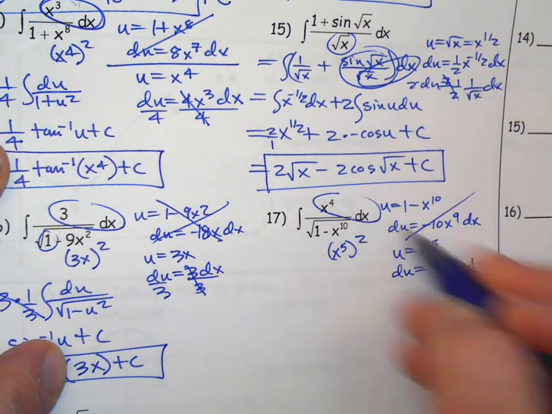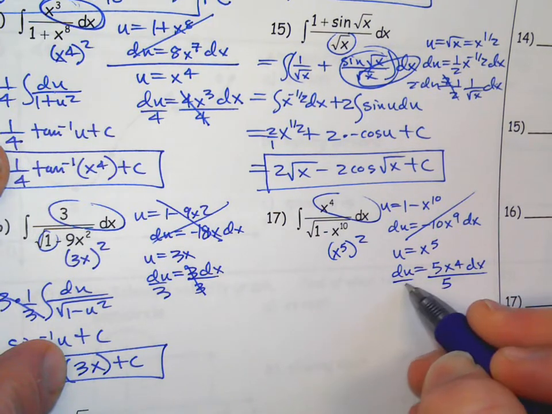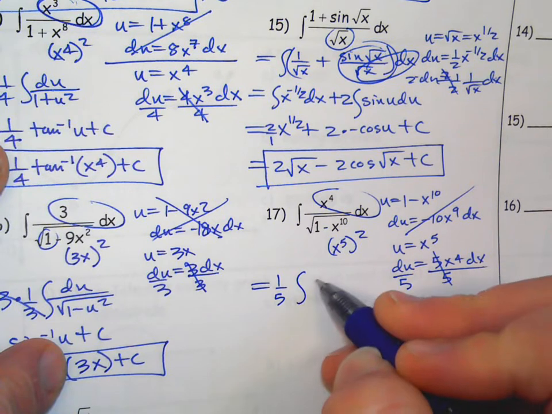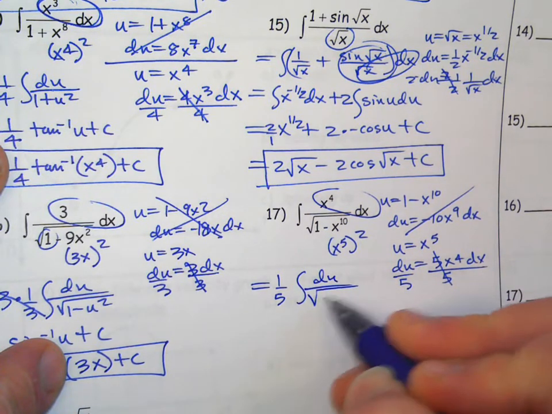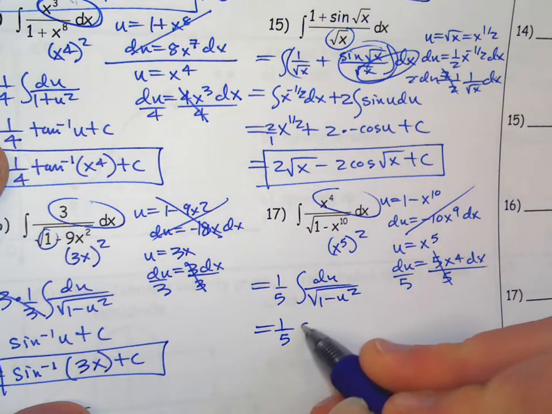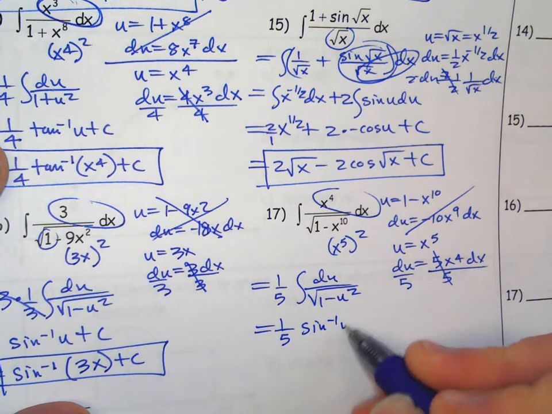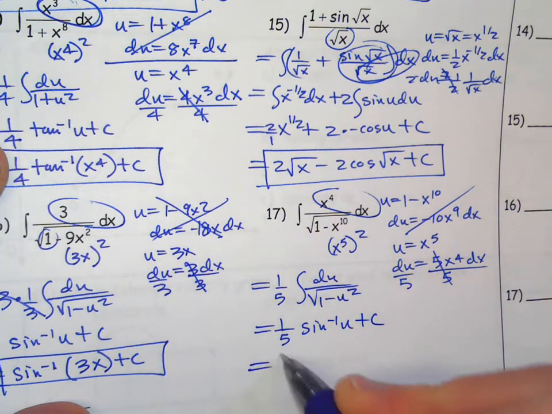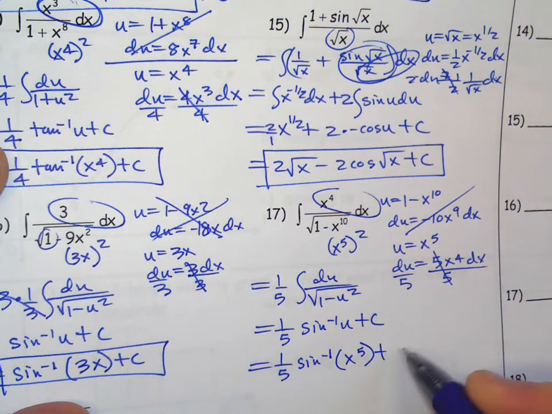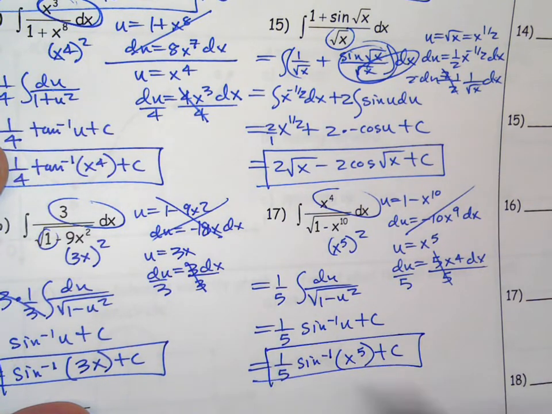I want x to the 4th dx. I don't want the 5. So I'm going to rewrite this as 1/5 du over the square root of 1 minus u squared. So that's 1/5 inverse sine of u plus c. We write it back in terms of x. So it's going to be 1/5 inverse sine of x to the 5th plus c.